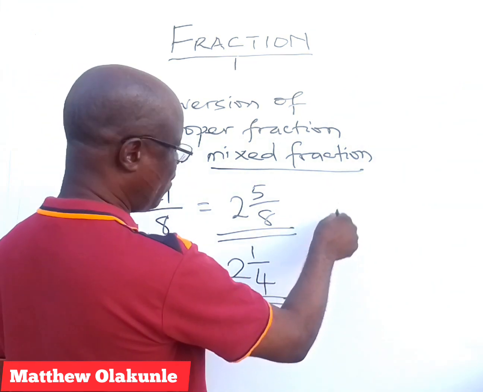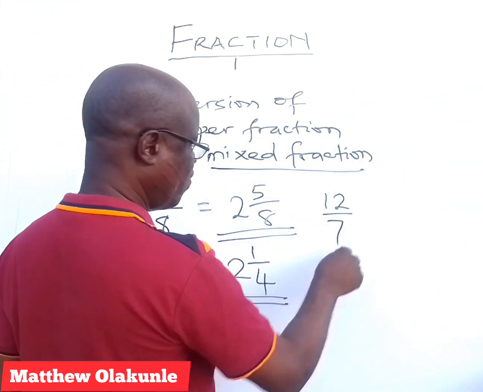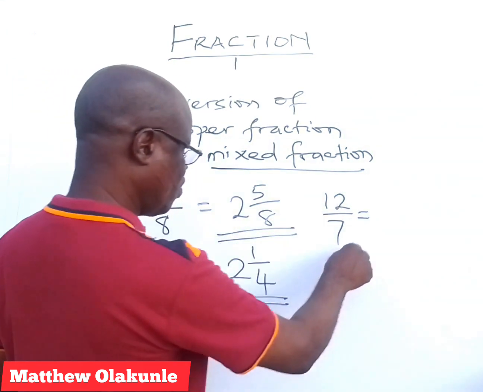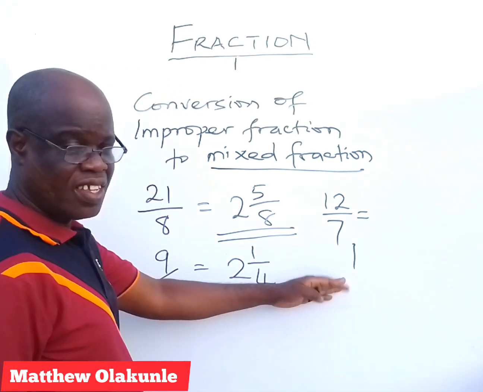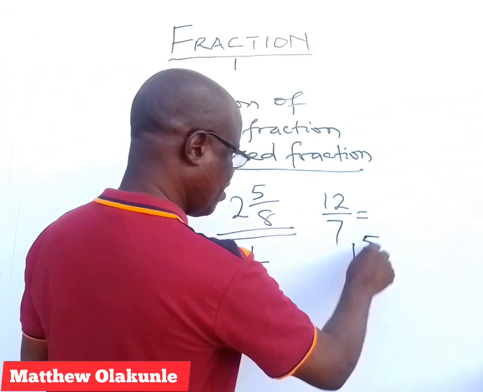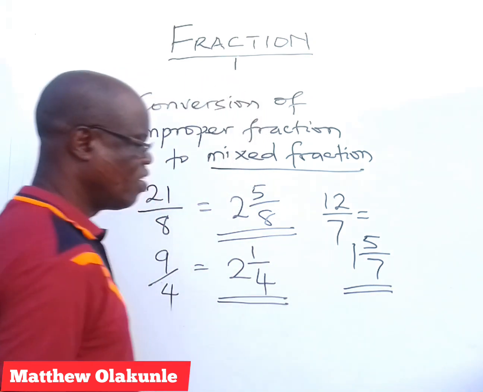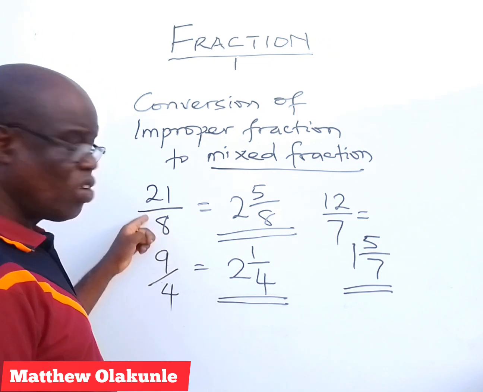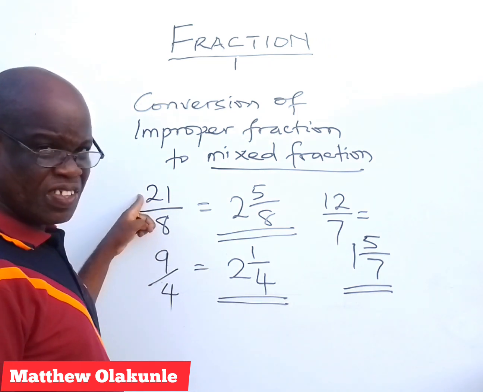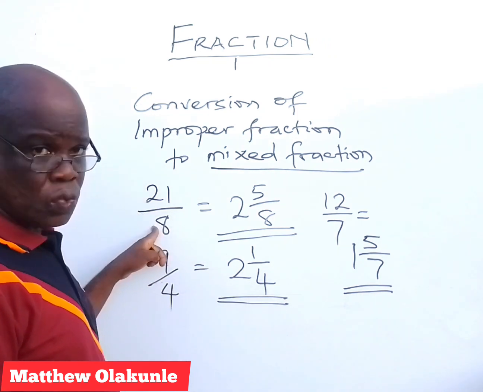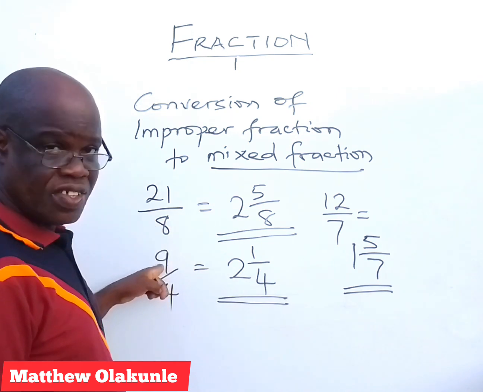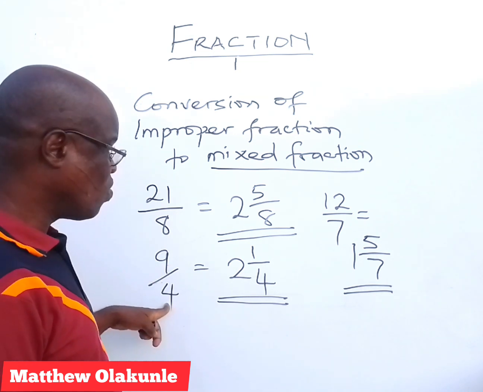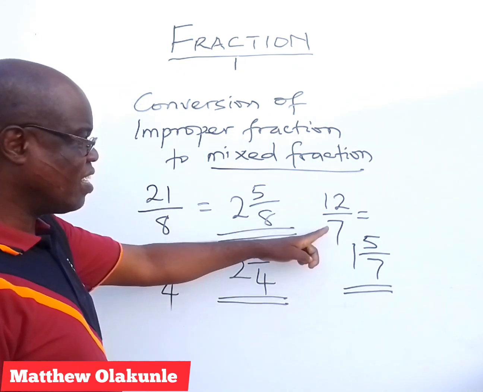Suppose you have 12 over 7, and we want to convert it to a mixed fraction. How many times does 7 go into 12? 1. 7 times 1 is 7. Remainder 5. So 5 over 7. So this is a mixed fraction, and this is how to convert an improper fraction to a mixed fraction. It is called an improper fraction because the number on the top, the numerator, is bigger than the number below, the denominator.